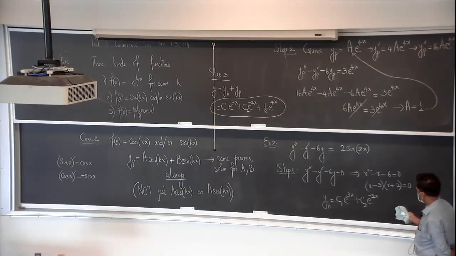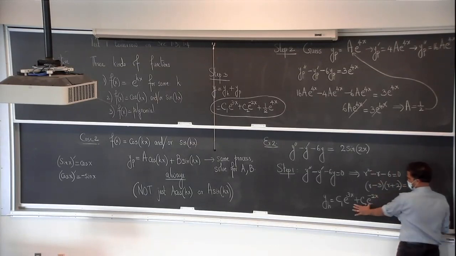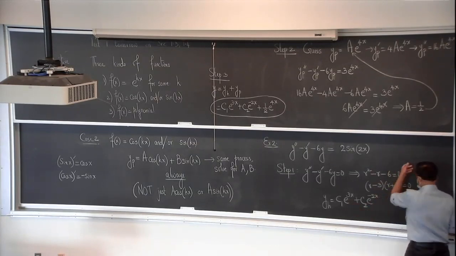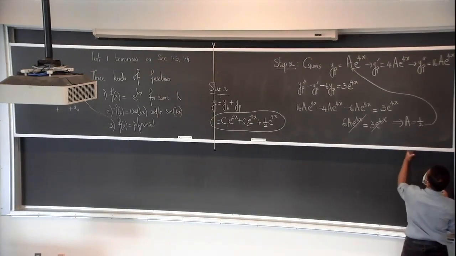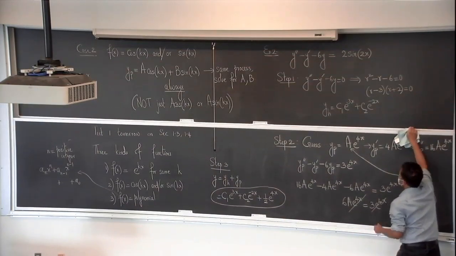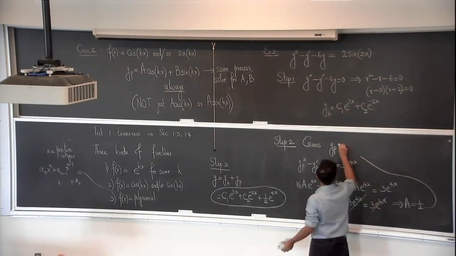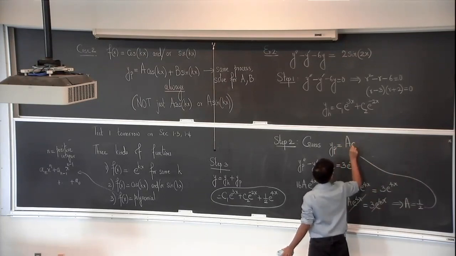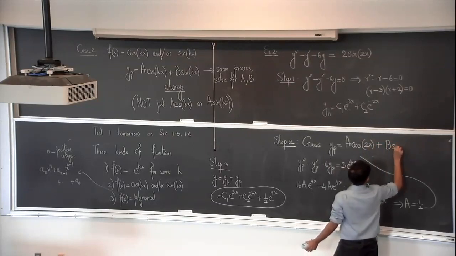All right, so the first step is still the same, because I have not changed my left-hand side. The homogeneous solution is always true, irrespective of what happens on the right-hand side. This is not going to change. Now let's just focus on step 2. And guess yp equal to a cosine 2x plus b sine 2x.